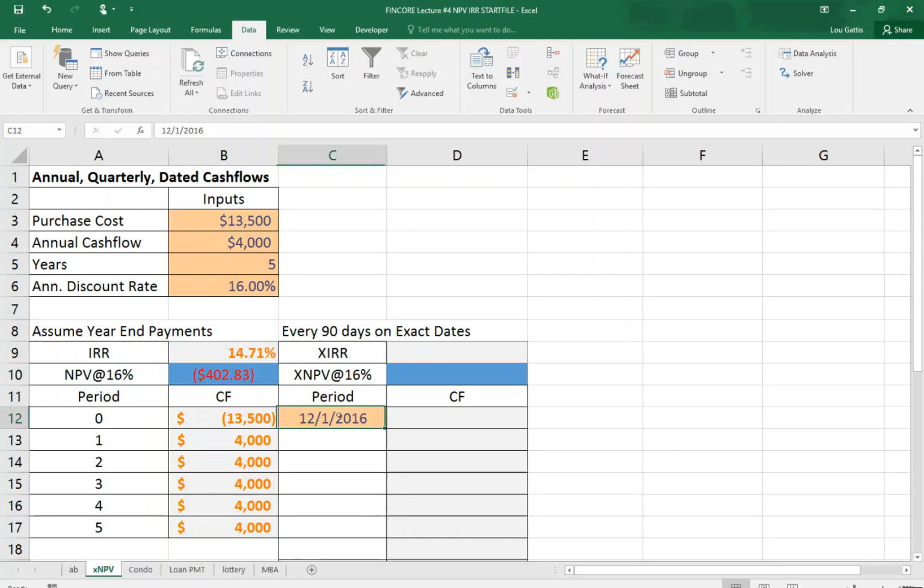However, we remember that the cash flows are every 90 days. We just, for simplicity, assumed they happen once a year. And when you calculate the NPV and IRR, it assumes year-end payments. So let's say the first cash flow is on 12/1 of 2016. I can type in 12/1/2016 in Excel, and then I can take that and add 90 days. I'll make sure that the format is set to date. And what Excel will do is increment that date by 90 days.